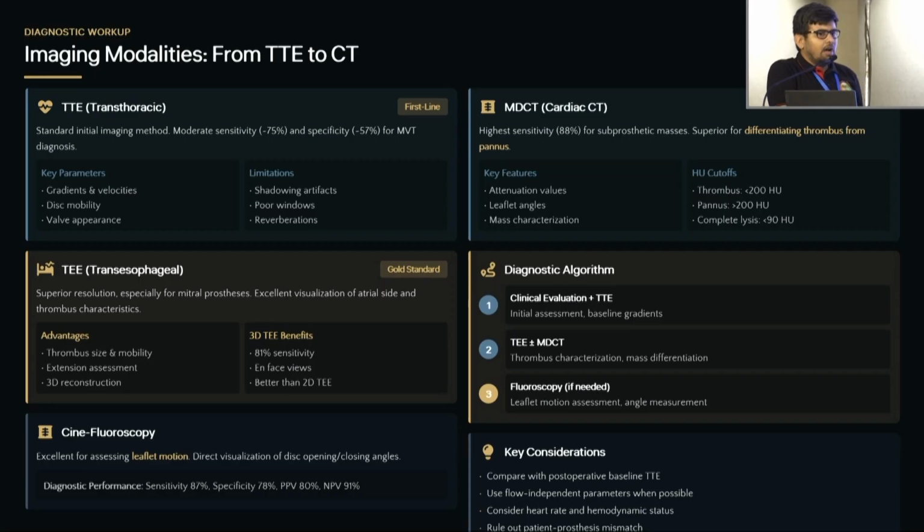And they say MDCT has the best of everyone. It has the highest sensitivity, the highest specificity, and the best positive and negative predictive value also.